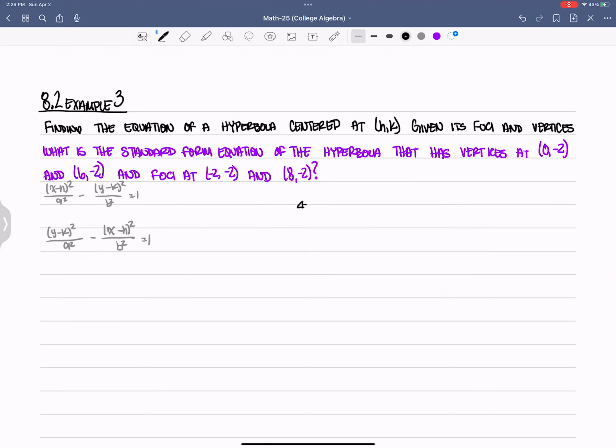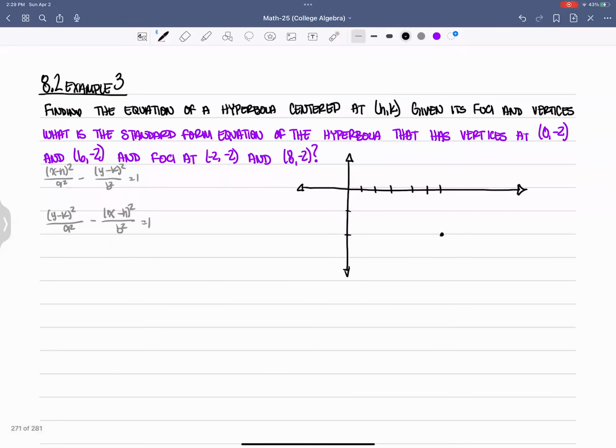Let's start up here. Starting off at (6, -2), we count 1, 2, 3, 4, 5, 6, and -2. Oh, I gave this one. Let's do (0, -2). All right, looks good. Next, let's do (-2, -2). That's this one here, and another focus at (8, -2).